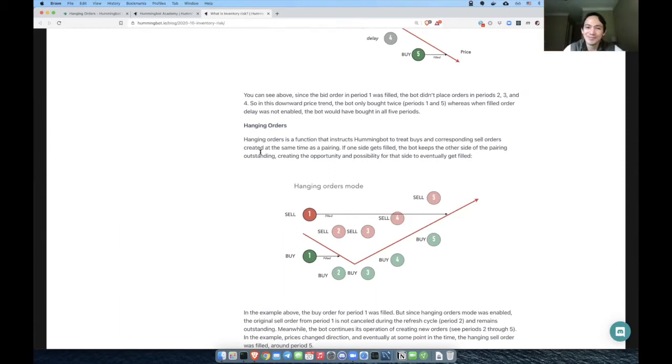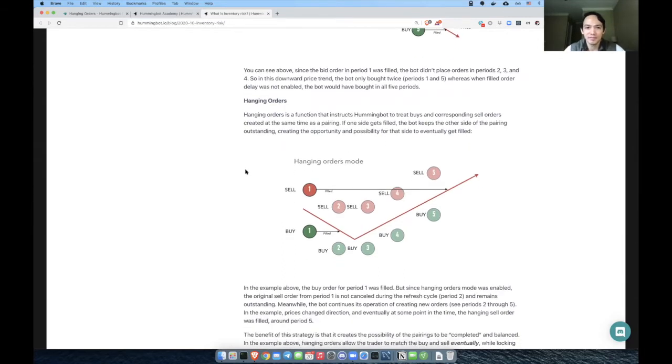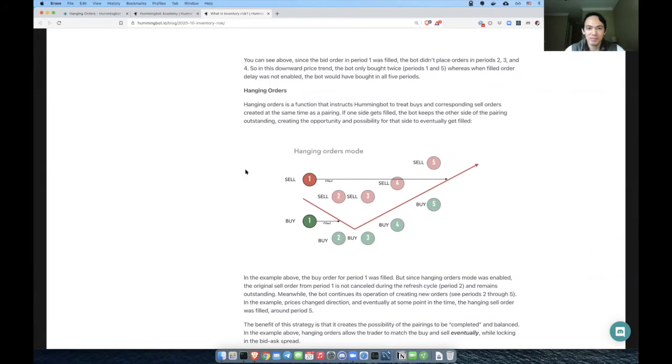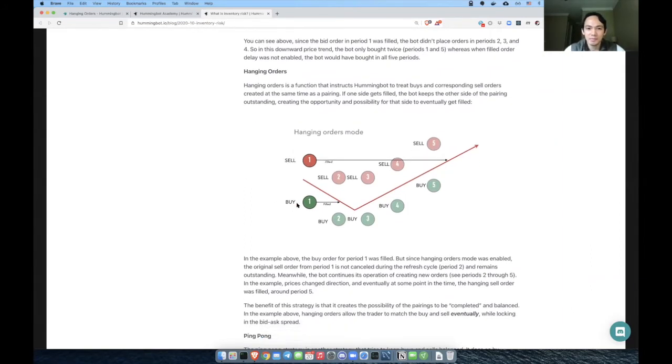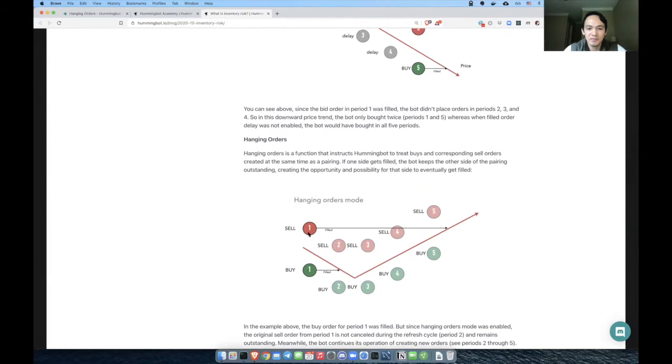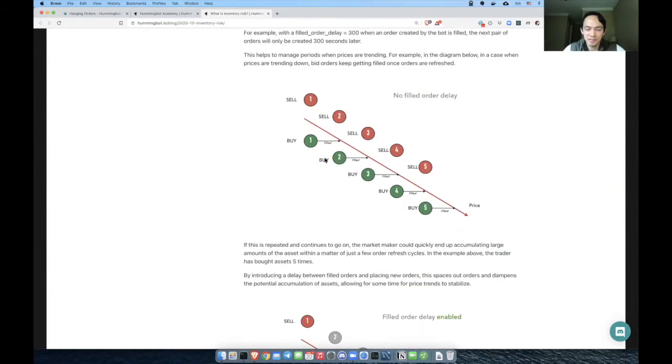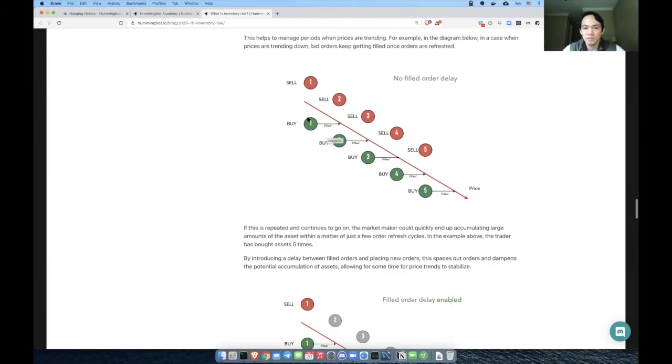Great. Cool. Yeah, this is actually one of those features that was suggested by one of our market maker friends. It's called hanging orders. If we go back, the default behavior is that the bot will just continue to refresh trades at every point in time. Say after period one, this sell order wasn't filled. The default behavior is it's canceled and then a new one is put in place. So it's always just creating new orders and ignoring what happened to the old ones, whether they're filled or unfilled.